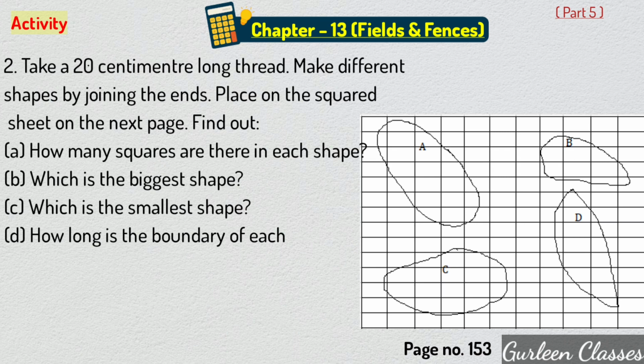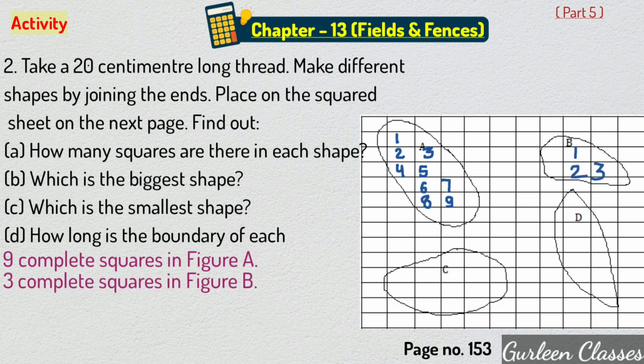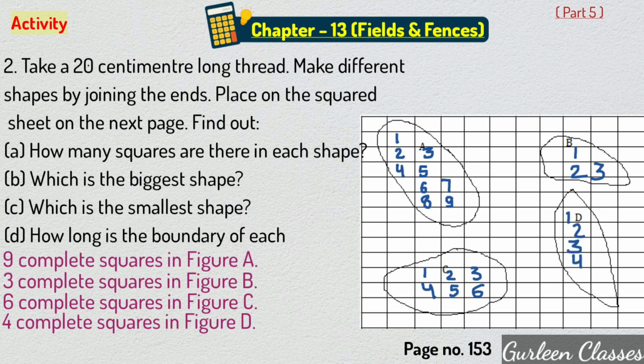Question number 2. Take a 20 centimeter long thread. Here you can see this is a 20 centimeter long thread. Make different shapes by joining the ends. Place them on the square sheet on the next page. A part, find out how many squares are there in each shape. So let us find out the squares in each shape. There are 9 complete squares in figure A, 3 complete squares in figure B, 6 complete squares in figure C, and 4 complete squares in figure D.